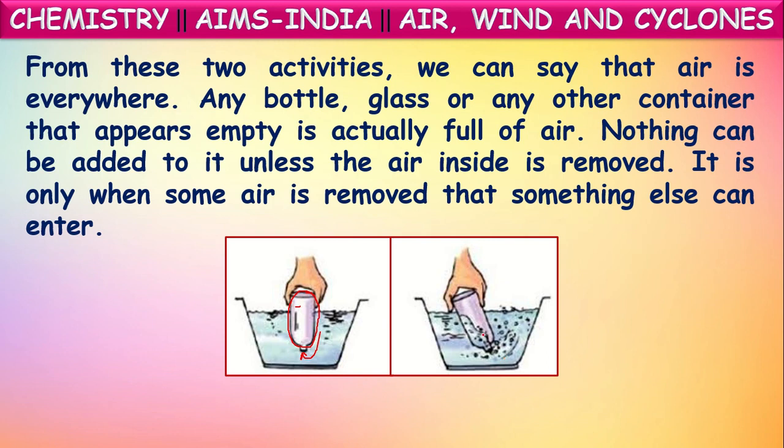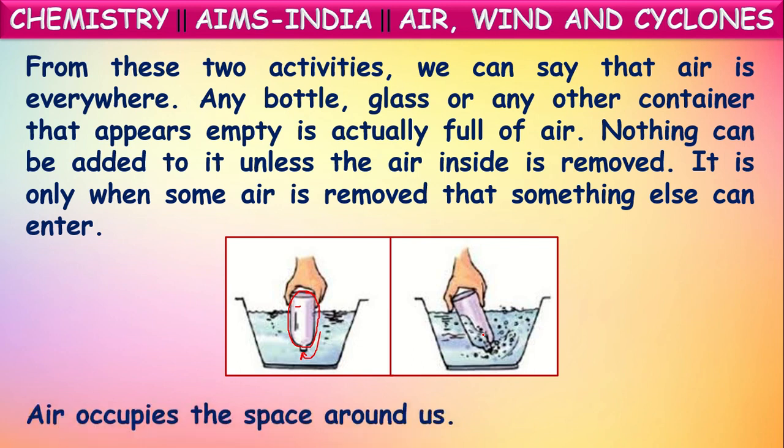So from all these experiments, we can come to a conclusion that air occupies space, and the bottles or containers which we feel are empty are not actually empty. They are filled with air. Now we can say air occupies the space around us. If you see around us a place where you feel it is empty, that is actually filled with air.